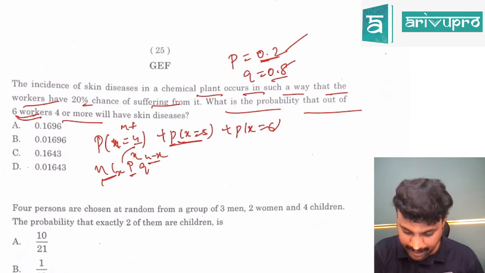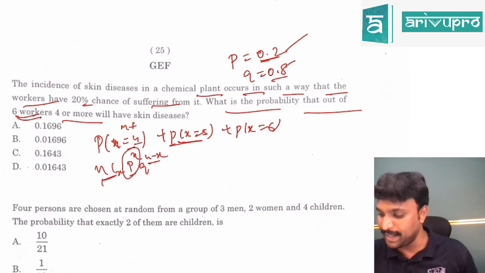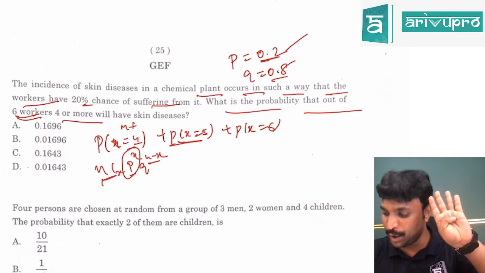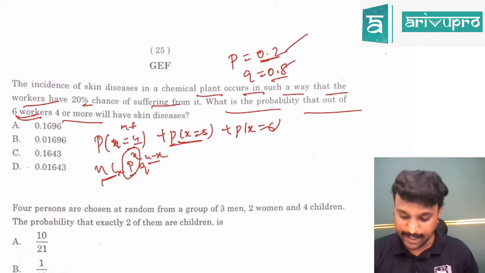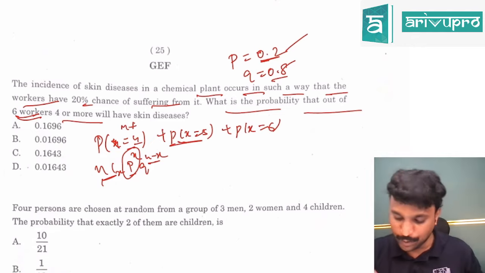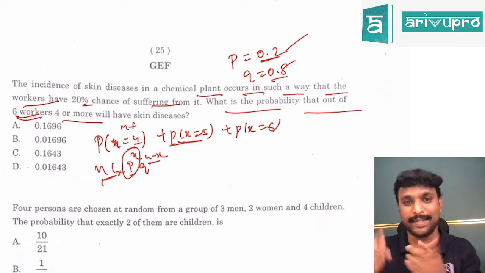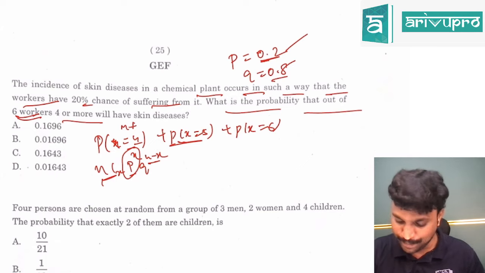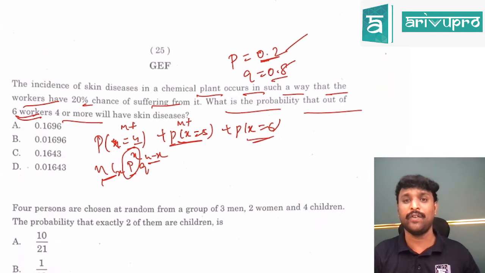Next, P of X equal to 5. First of all, type P power X. What is P? 0.2. How do you raise the power to 5? Press into equal to 4 times: 1, 2, 3, 4. Into 6C5, which means 6C1, that means 6 only. Into Q power 1, because 6 minus 5 is 1. Q value is 0.8. So into 0.8, press M plus. It's a positive value.